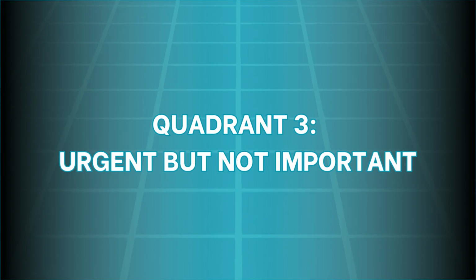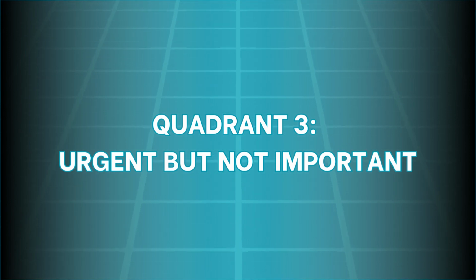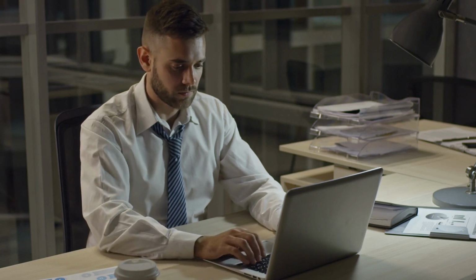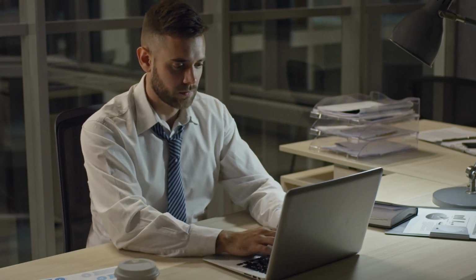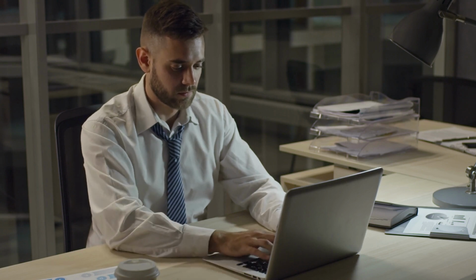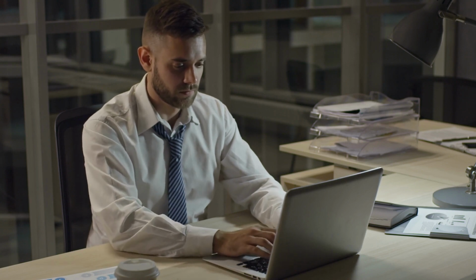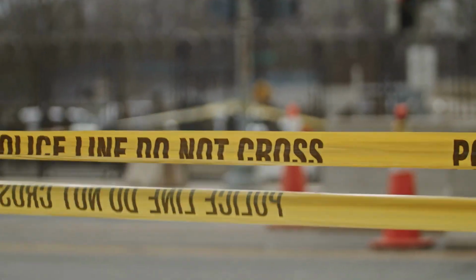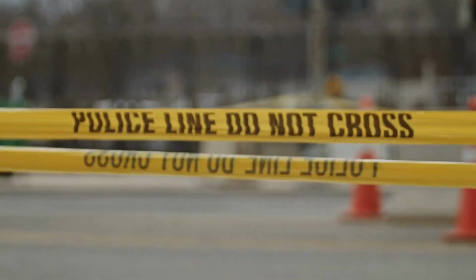Quadrant 3: urgent but unimportant. These tasks call for your attention, but don't really align with your priorities. Those can be things like emails, meetings, or even texts. Limit time on Q3 activities. They are not much worth it.